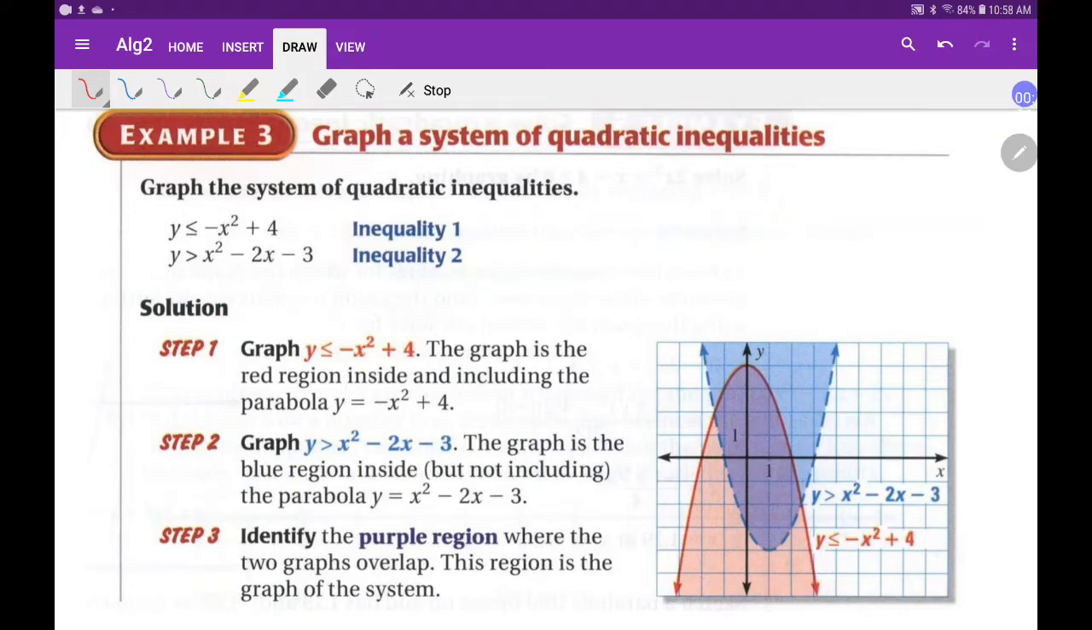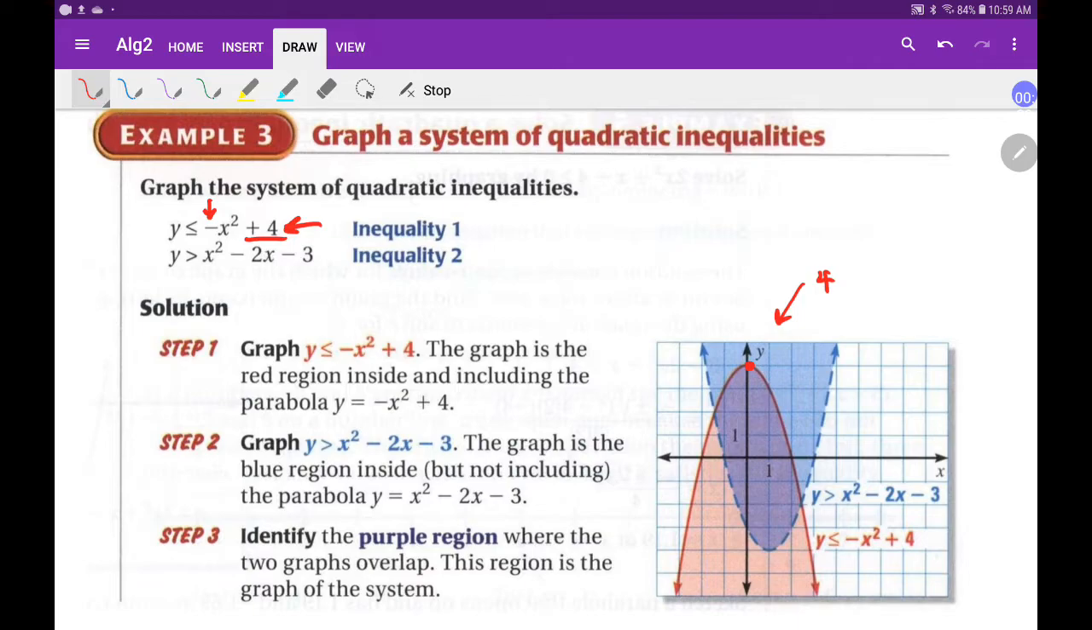Okay, we're going to graph a system of quadratic inequalities. And if it's a system, that means we have at least two. You can see, I think, that this first one is done in red or pink over here. You can see that it's going to go through plus 4, and it does. Right up here, it goes through at 4. And it opens down. You know that because it's negative.